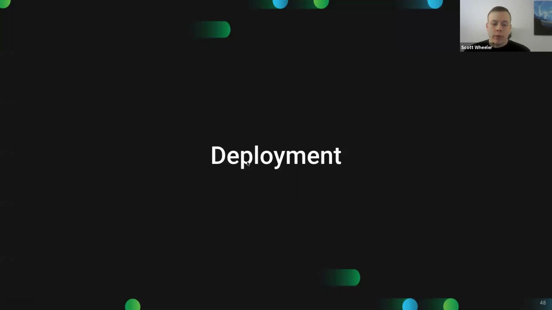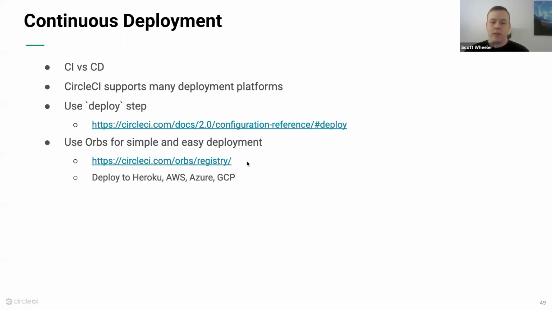Moving into deployment, continuous deployment. At CircleCI, continuous integration is used to test and merge changes into the main branch as often as possible. Continuous delivery is used to deploy those changes so your users and customers can utilize the changes as fast as possible.